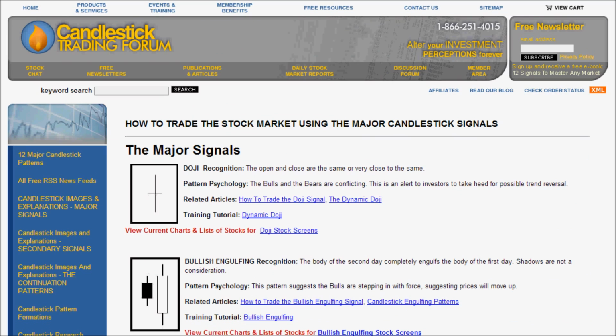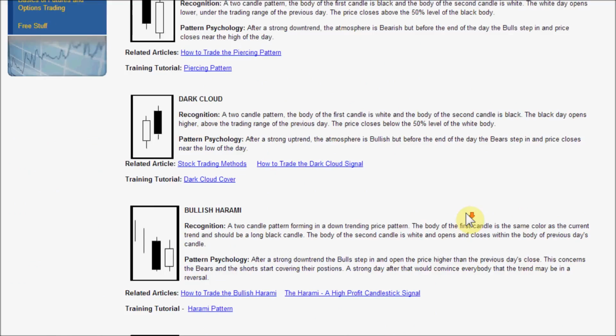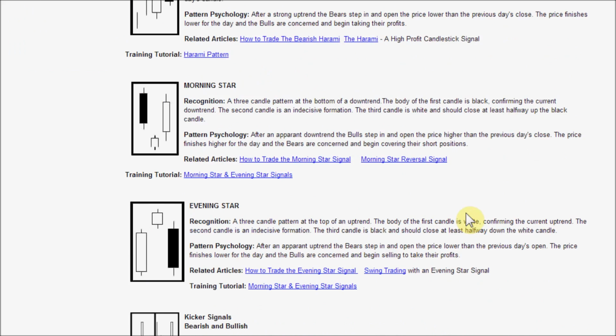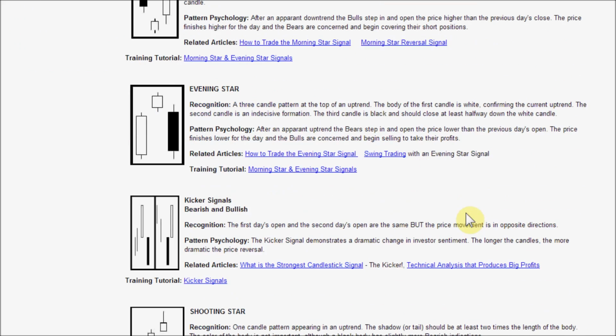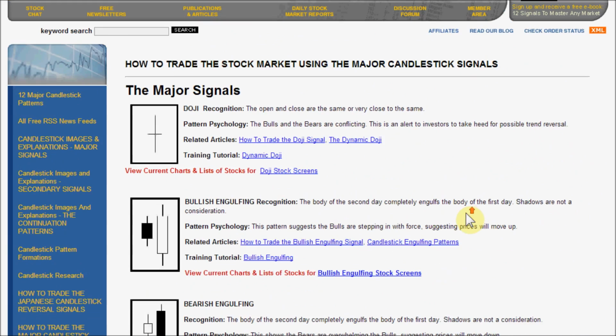Another great site that teaches about candlesticks is candlestickforum.com. They do a really good job of describing the basics and some of the more common combinations. So I highly recommend this site also.